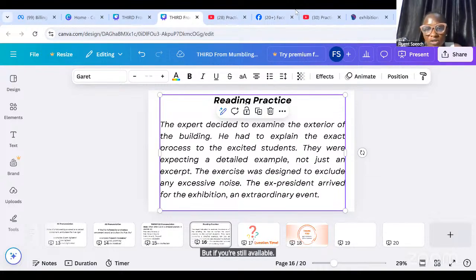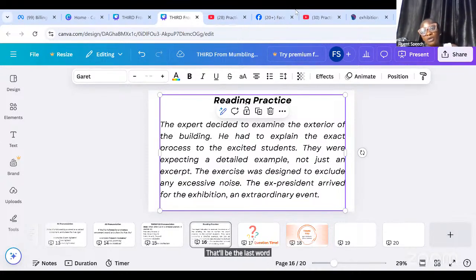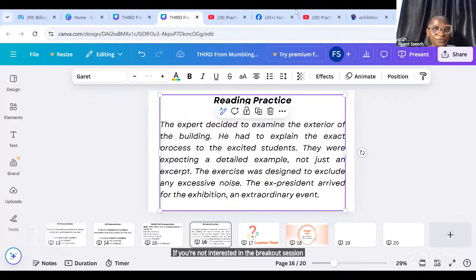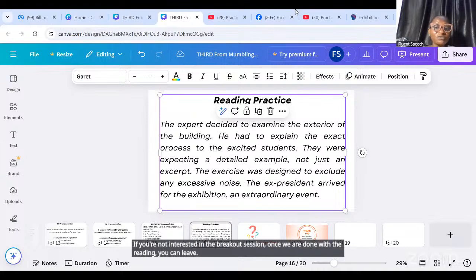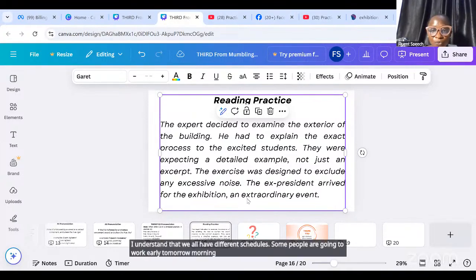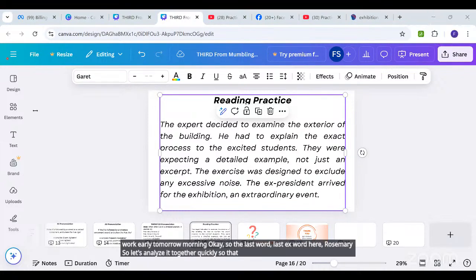Rosemary, please unmute yourself. We have one more word to practice together. That'll be the last word, and we take the reading. But if you still like to go for breakout session, let me know. If you're not interested in the breakout session, once we're done with the reading, you can leave. I understand that we all have different schedules. Some people are going to work early tomorrow morning. Okay, so the last EX word here, Rosemary. So let's analyze it together quickly so that we can attend to other things.